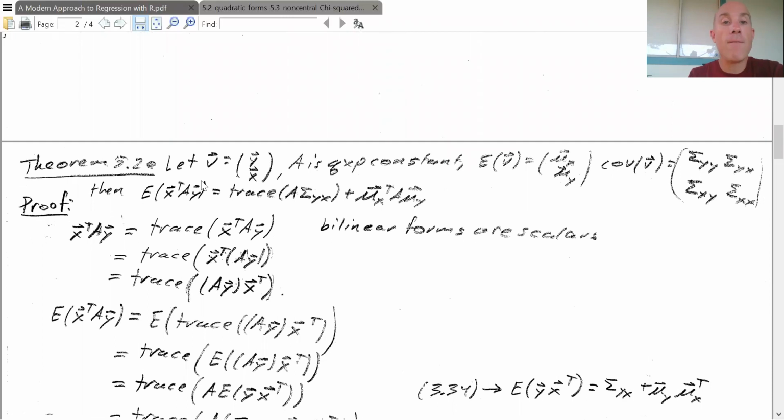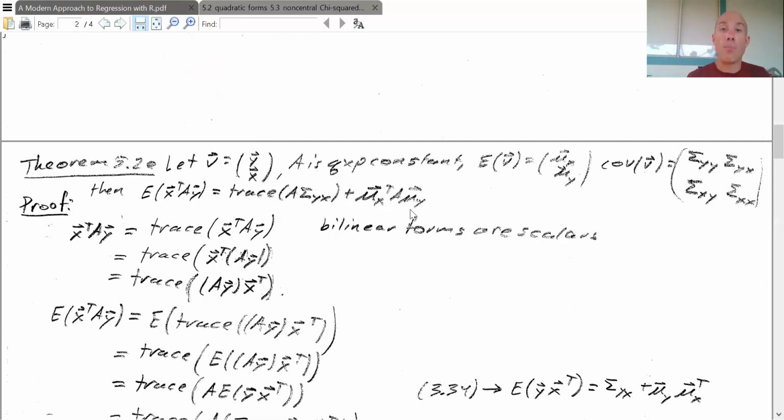All right, so now if we let V be Y, X, so it's a partitioned vector, A is a Q by P constant, and the expected value of V is the stacked expected values, and the covariance is exactly what we would want it to be. Then the expected value of the bilinear form of X, A, Y is equal to the trace of A covariance Y, X plus the bilinear form of expected value X, A, expected value Y.